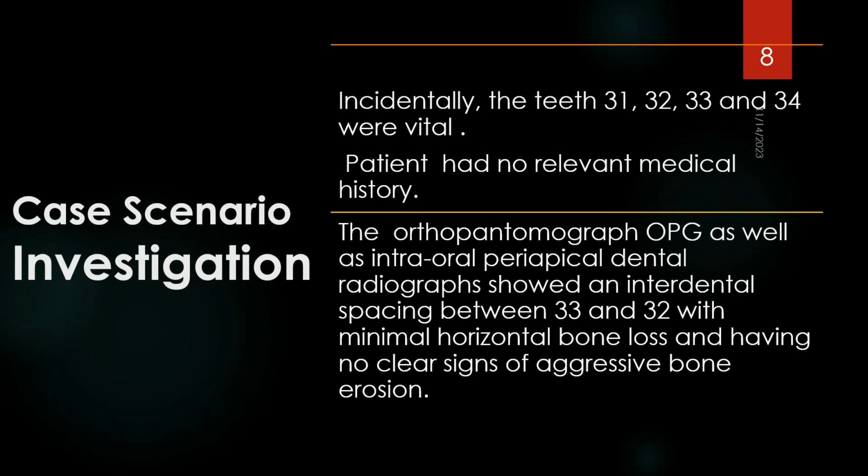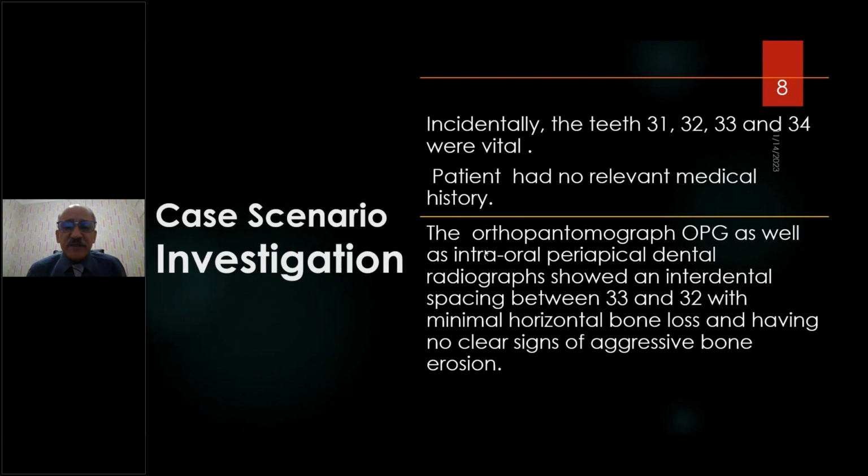Before that, definitely we go for further investigation, which are OPG as well as periapical radiograph, which showed an interdental spacing in between the 33 and 32 teeth and a minimal horizontal bone loss, and having no clear sign of aggressive bone lesion. So until here, there is no effect on the surrounding structures, whether the bone or the teeth. Then we go for, next, please, surgical removal.